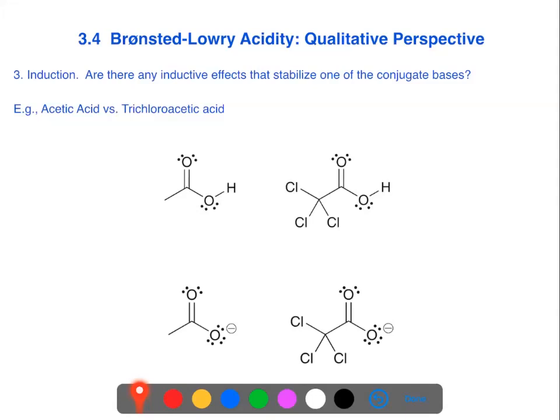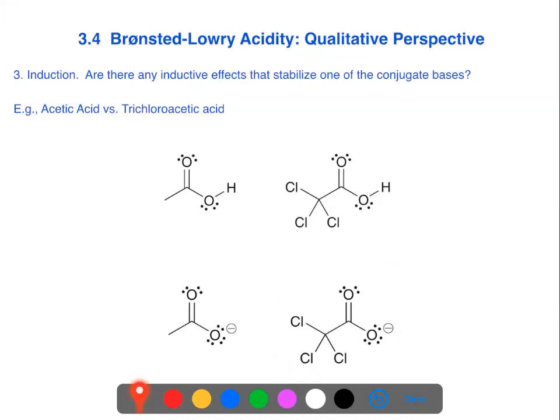So the question we ask is, are there any inductive effects that stabilize one of the conjugate bases over the other? And so the example we'll use to describe induction is comparing acetic acid, the acidity of it, relative to trichloroacetic acid. And so if we look at the conjugate bases of each of these species, we have the acetate ion and the trichloroacetate ion.